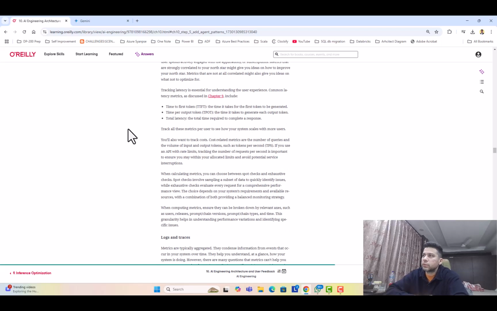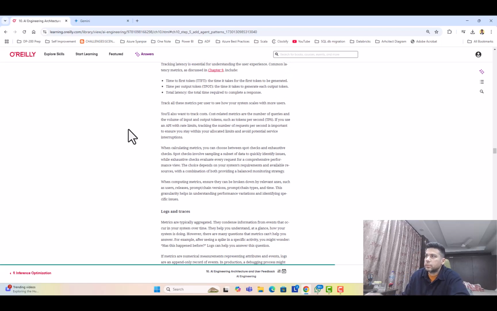Tracking latency is essential for understanding the user experience. Common latency metrics: time to first token, the time it takes for the first token to be generated; time per output token, the time it takes to generate each output token; and total latency, the total time required to complete a response. Track all these metrics per user to see how your system scales with more users. The time it takes for the first token to be generated, TTFT. The time it takes to generate each output token.